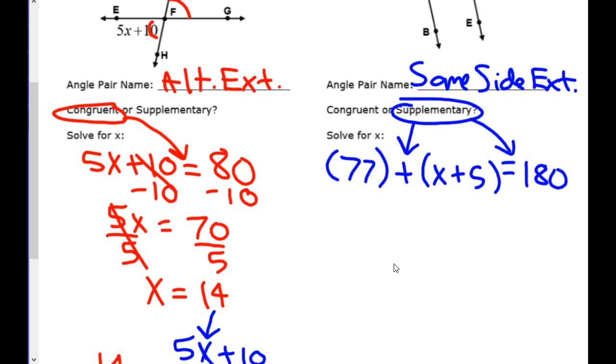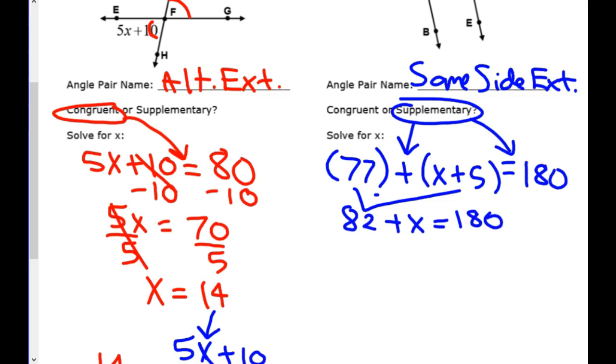At this point, I look at my equation. I've got a lot of things on the left side. What should I do on the left side there? We are going to simplify by combining like terms. What are my like terms? They are my constants, my numbers, 77 and 5. So 77 plus 5 gives me 82. And I bring down plus x, and that equals 180.